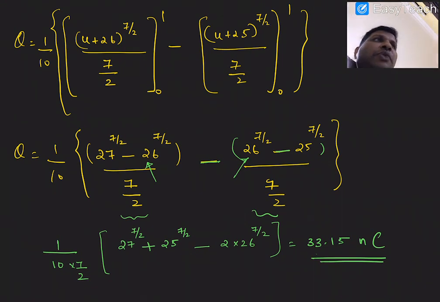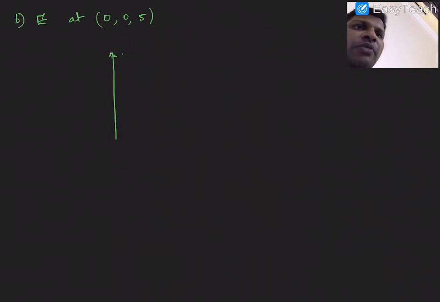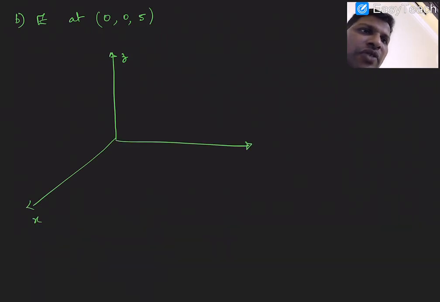So I hope this part is clear to you. Now we will see the second part. We want to find the electric field at 0, 0, 5, okay. Before that we will see the problem again. You see here, this is our x, y and z, and let's say this is 0, 0, 5.